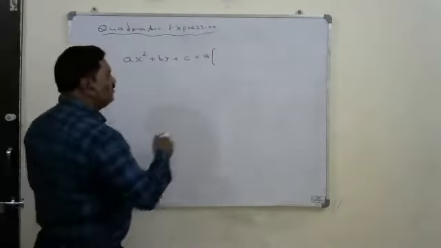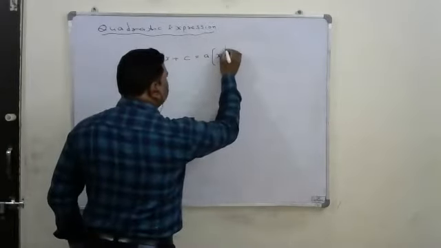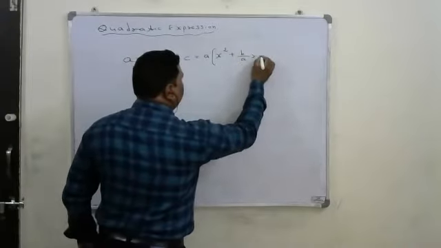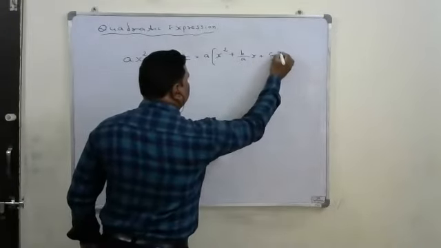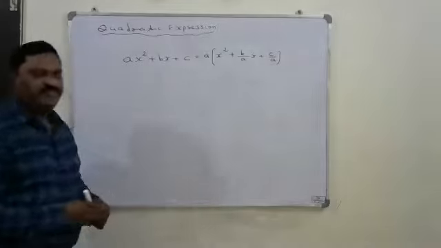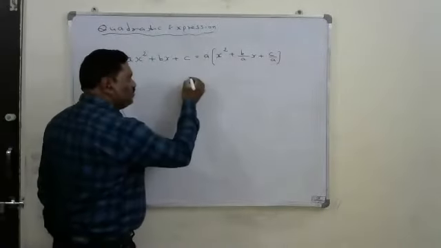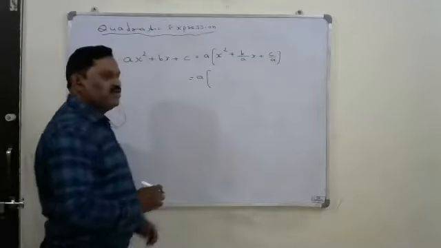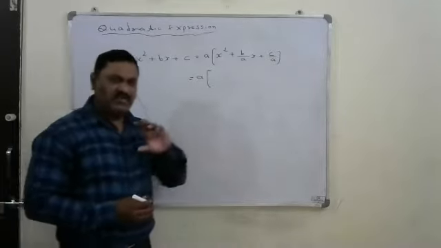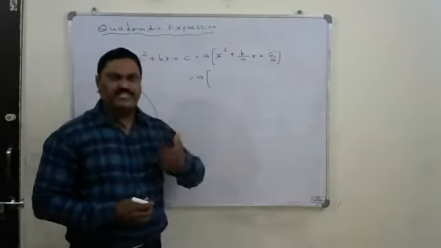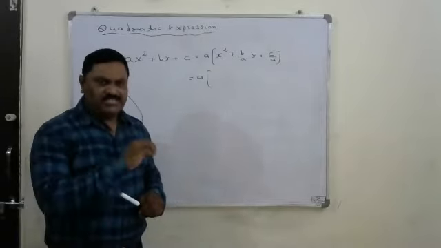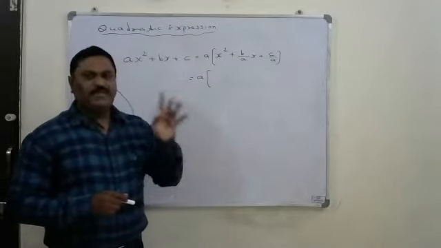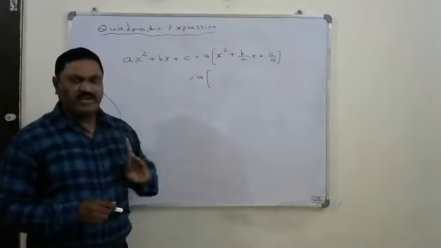If I take a common, then what will we get? x square plus b upon a x plus c upon a. Okay. Now the first two terms we will try to express in perfect square format. Perfect square means we will convert it in the form of (a plus b) whole square or (a minus b) whole square. (a plus b) whole square has the formula a square plus 2ab plus b square. In that format we will bring it.